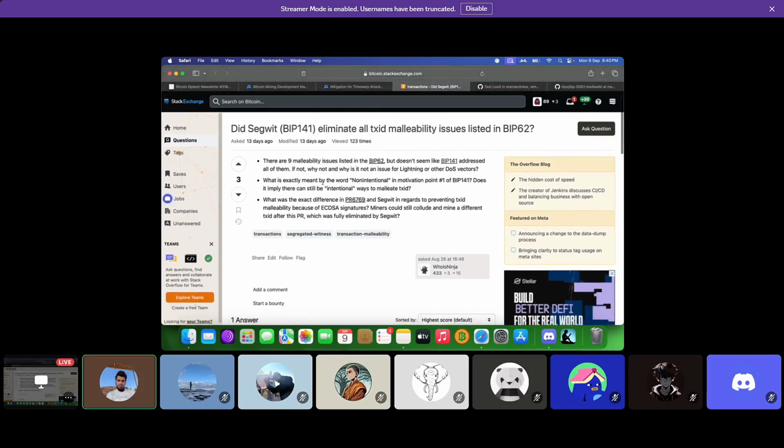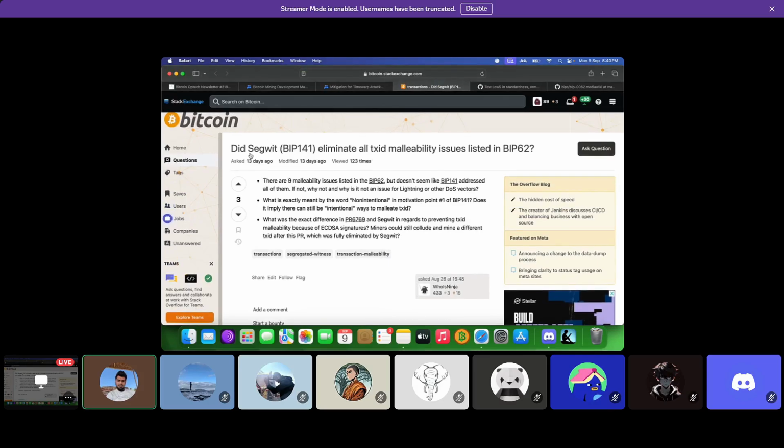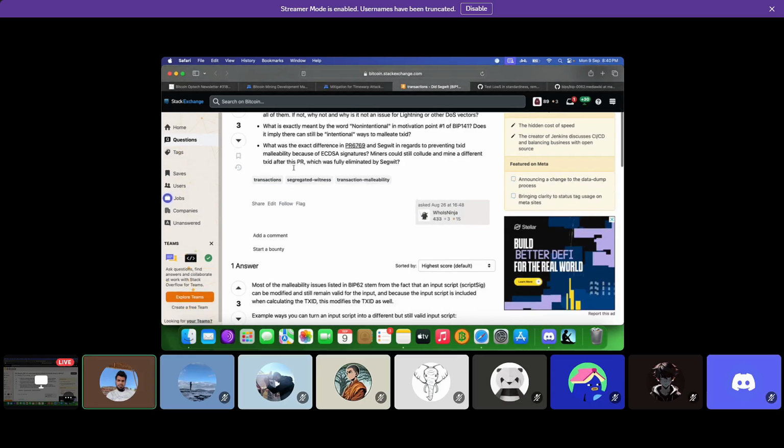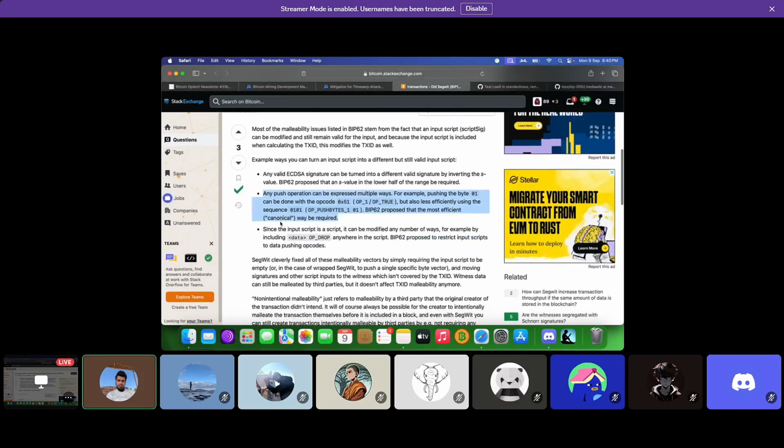So this is what the question was: what is it that SegWit does that this BIP did not do? The answer is that this BIP tried to solve transaction ID malleability by closing all of the avenues of transaction ID malleability, while including the digital signature as a part of a transaction in computing TX ID. Then SegWit came along and proposed that we just strip the digital signature. And if you want, you can go through this answer.